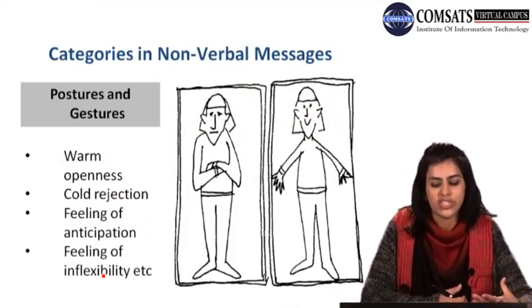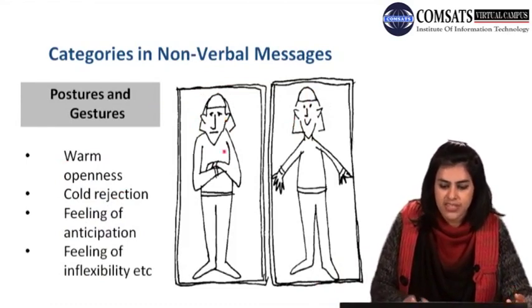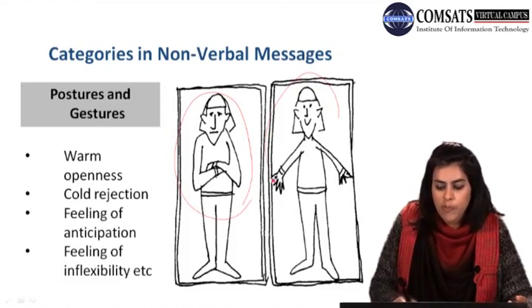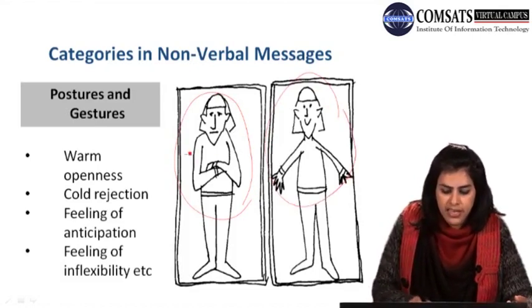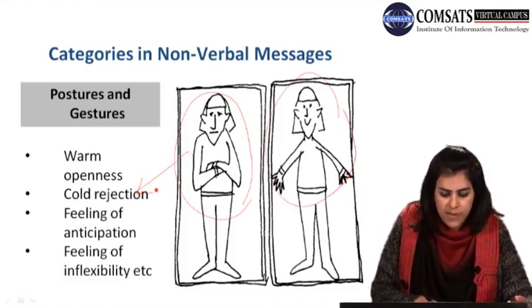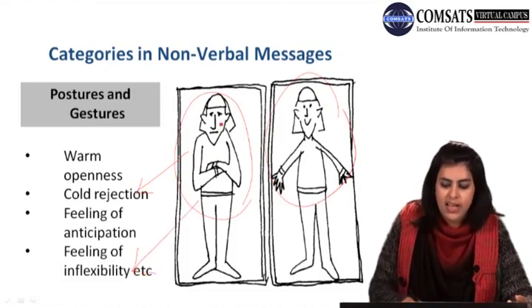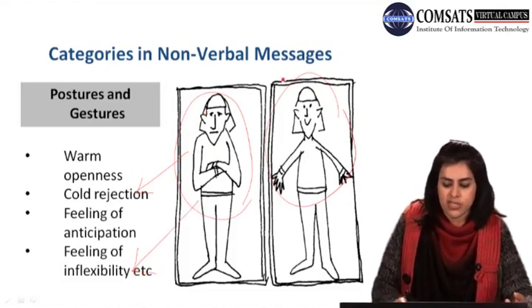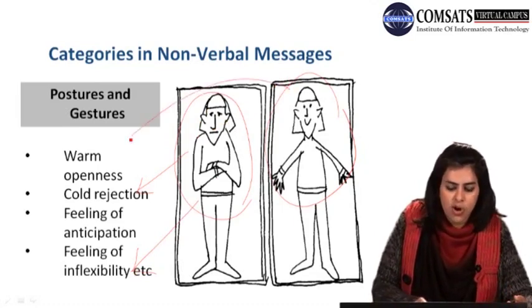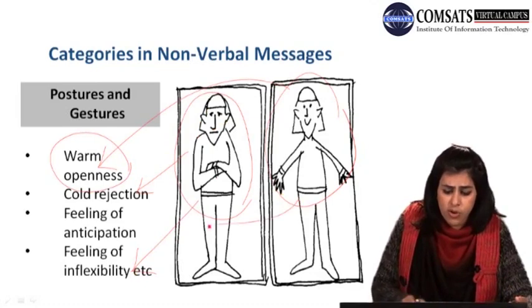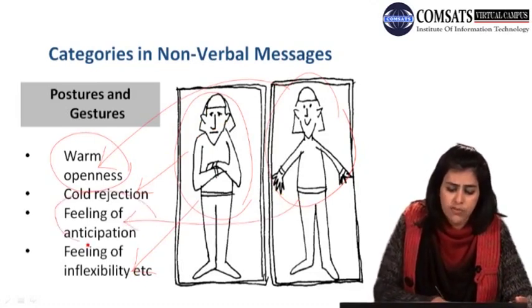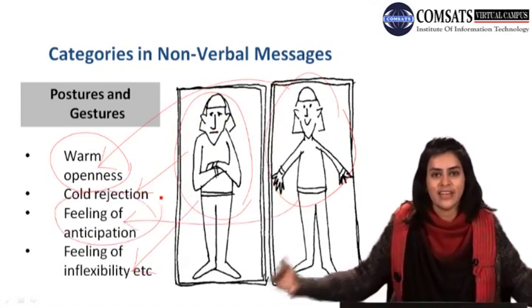Your postures and gestures. Now see, this person is standing with folded arms, and this person is standing with open arms. This person is showing a cold rejection, and there is another feeling of inflexibility coming from this person. And this person has a warm openness, and he also has the feeling of anticipation for the next person, like he is welcoming.